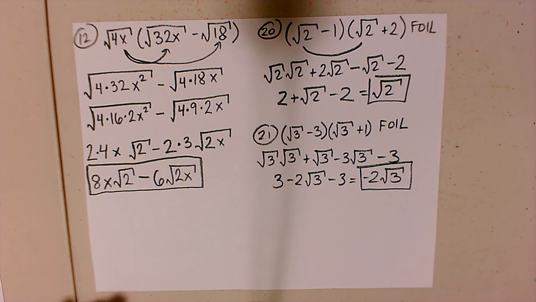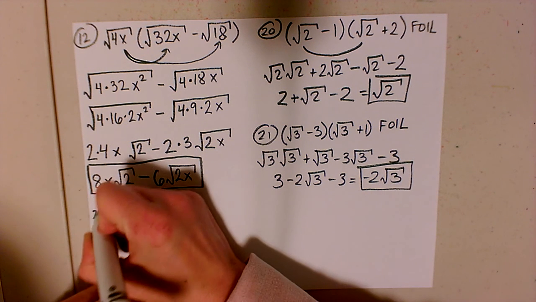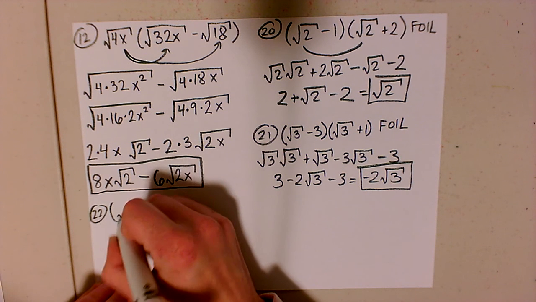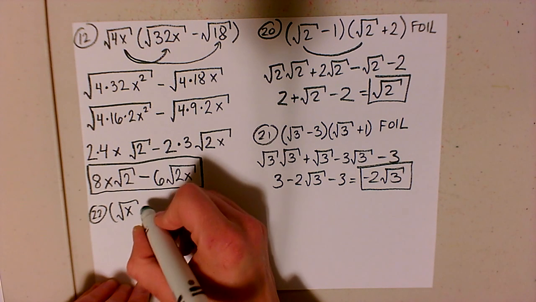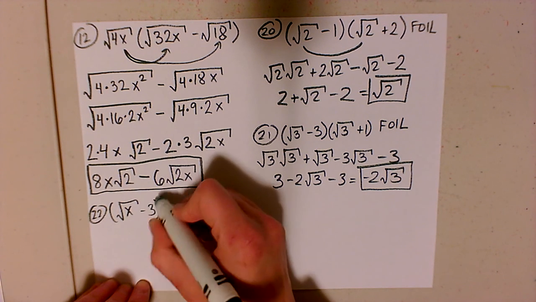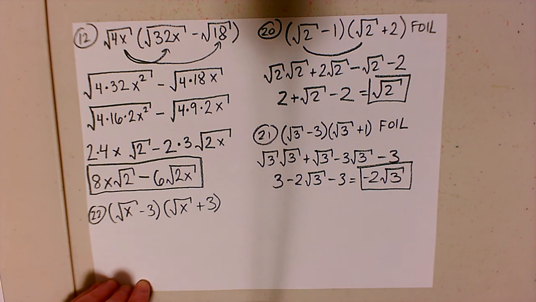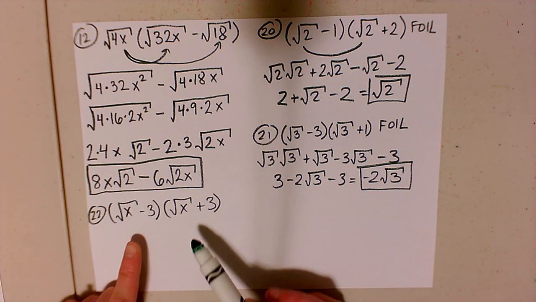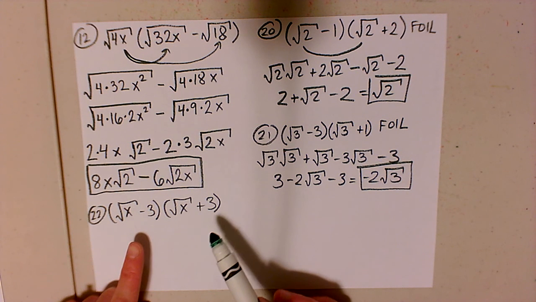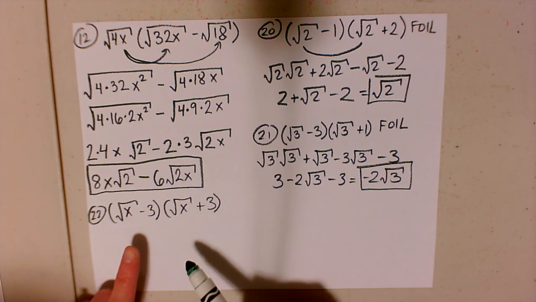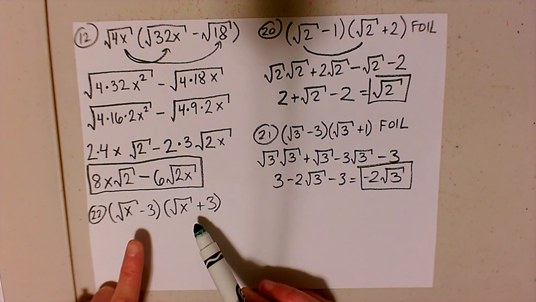Alright, so we have two more. So 22, those are complex conjugates. So we have root x minus 3 times root x plus 3, right? And so we said these are complex conjugates because we have the exact same thing in both sets of parentheses, and the only thing that's different is the sign between them. This is a minus, this is a plus.